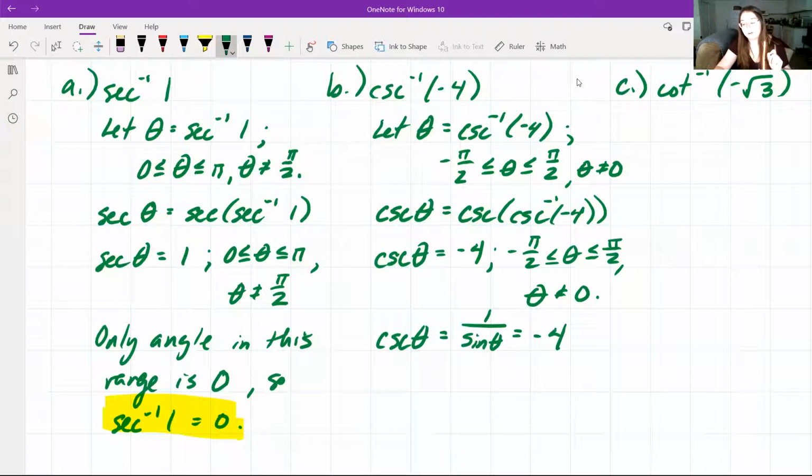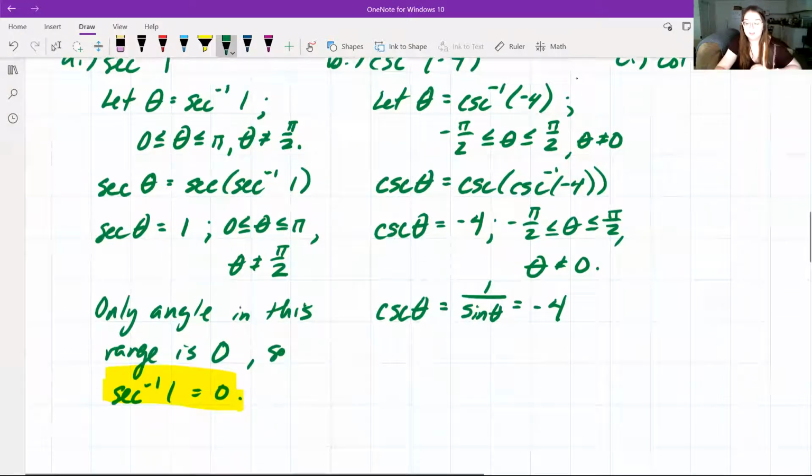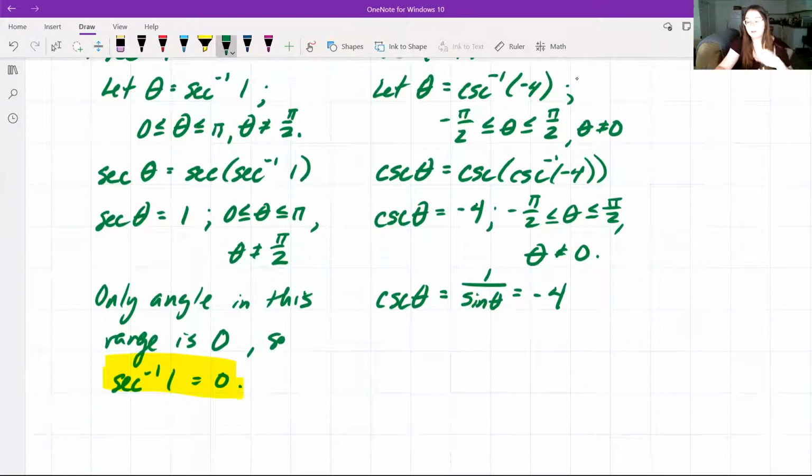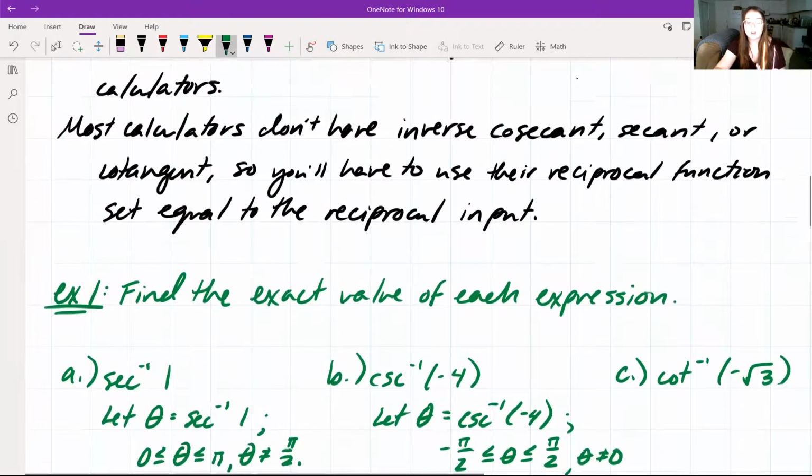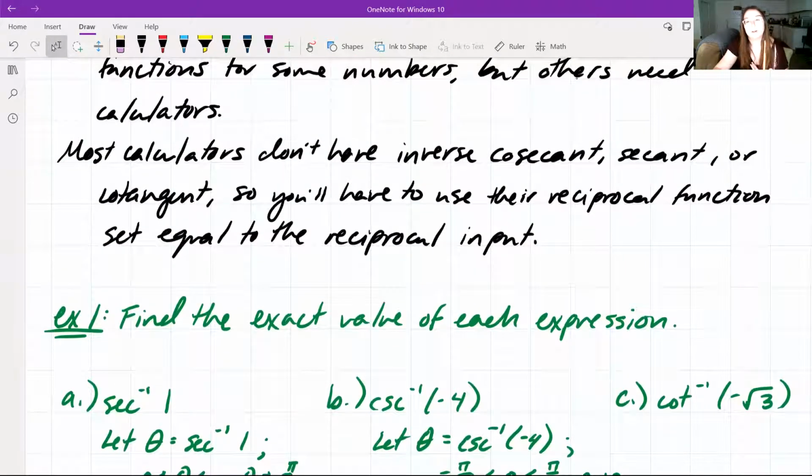But if we actually want to find sine of theta, which will make this problem easier, we now have to take the reciprocal. So if we have 1 over sine of theta equal to -4, when we take the reciprocal, this is going to give us sine of theta equal to -1 over 4. So now we have this value, sine of theta equal to -1 over 4. This is what we're going to have to use in our calculator.